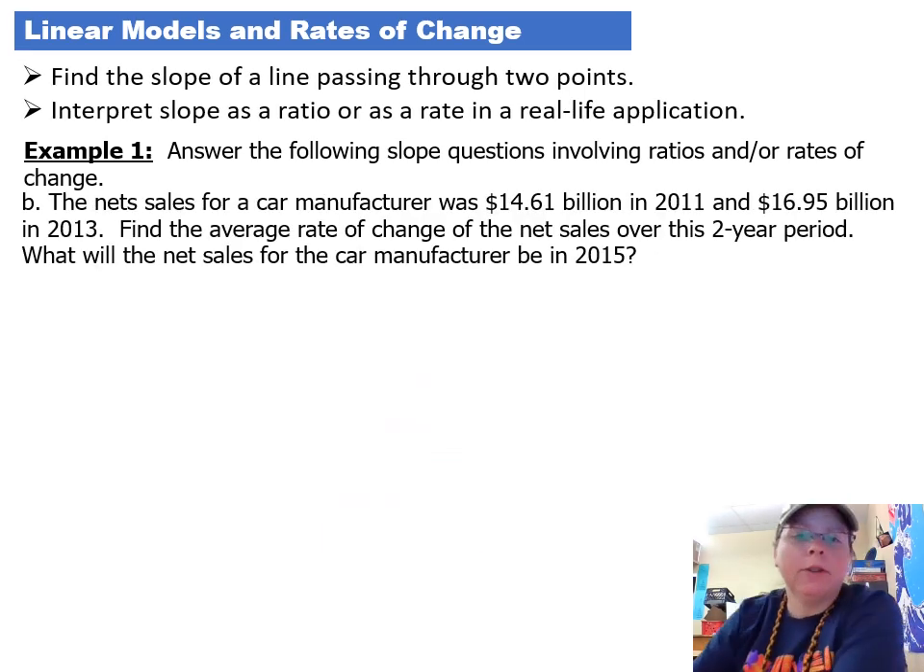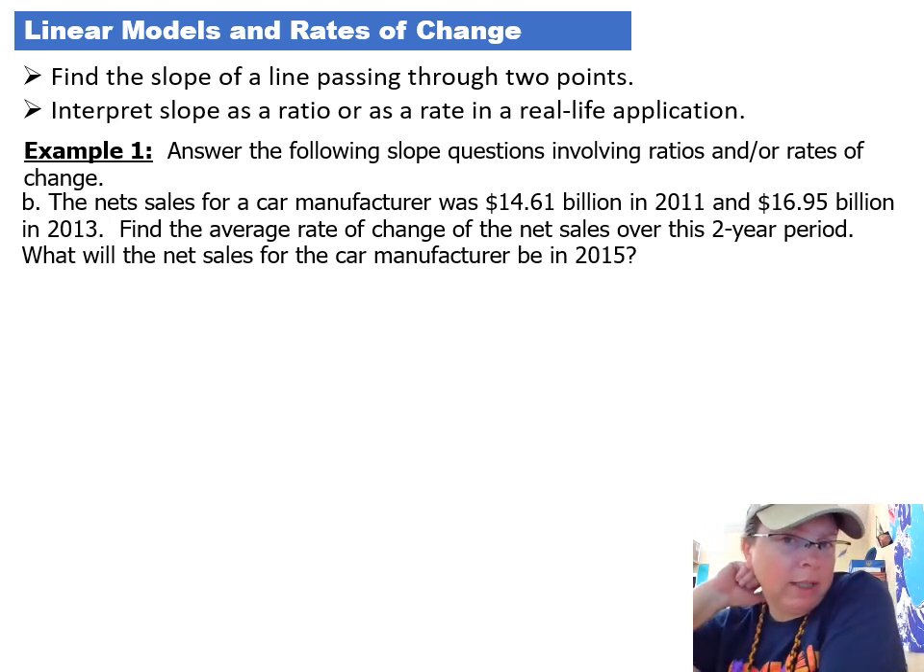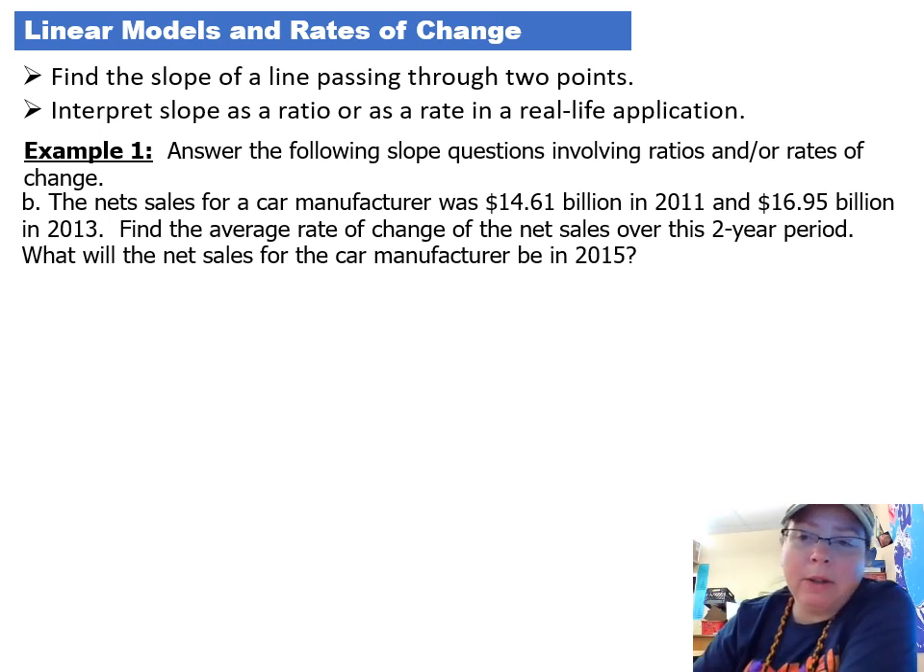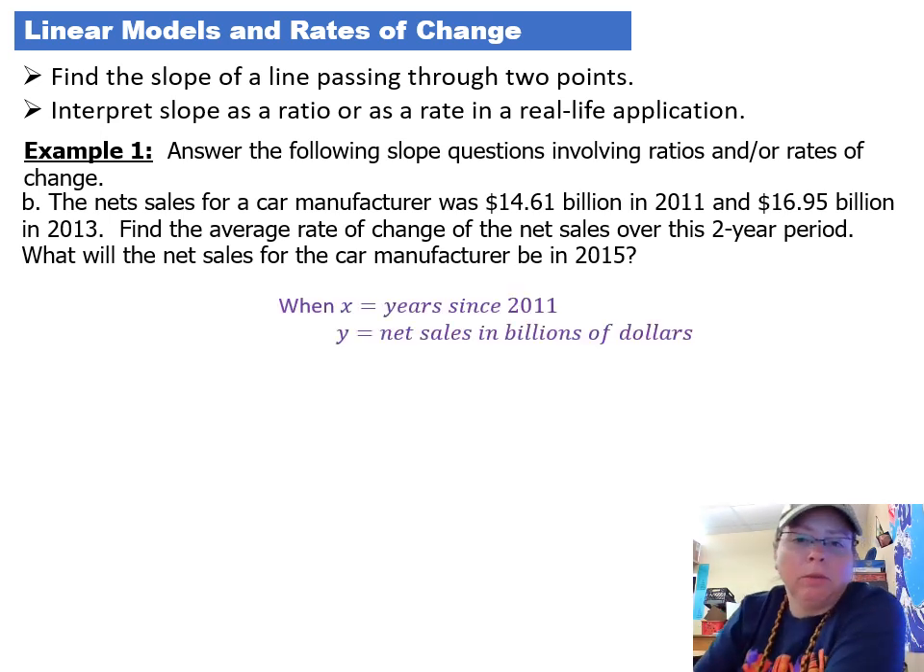Part B, the net sales for a car manufacturer was $14.61 billion in 2011 and $16.95 billion in 2013. Find the average rate of change of the net sales over this 2-year period. What will the net sales for the car manufacturer be in 2015? So x equals years since 2011, y equals net sales in billions of dollars, defining our variables.